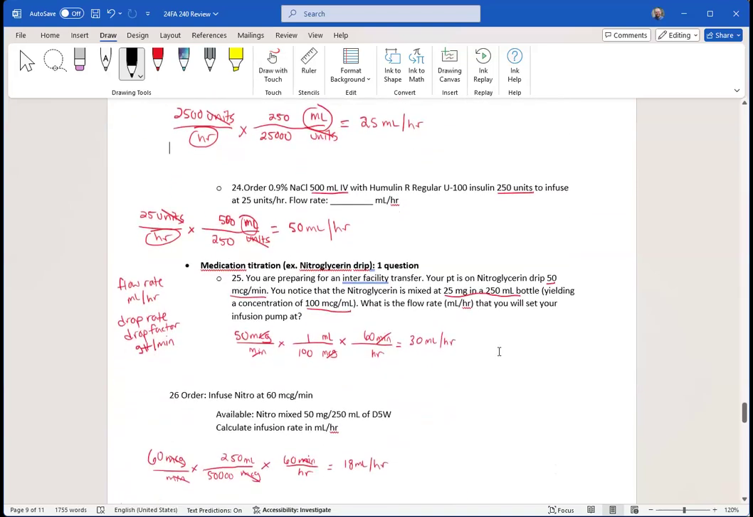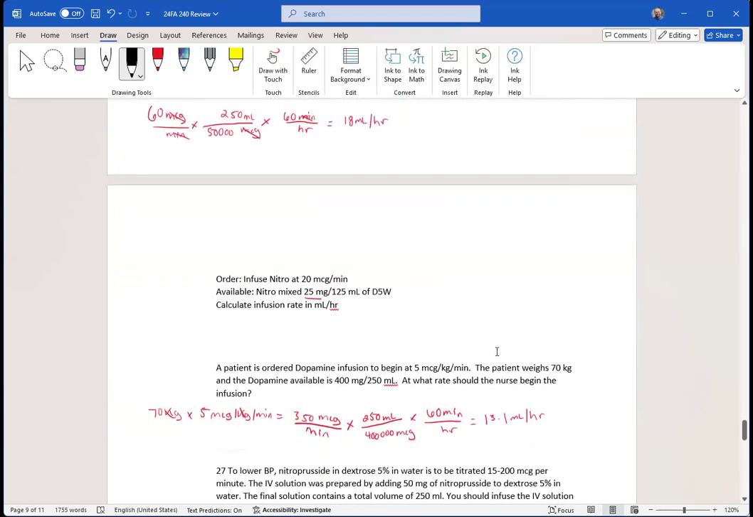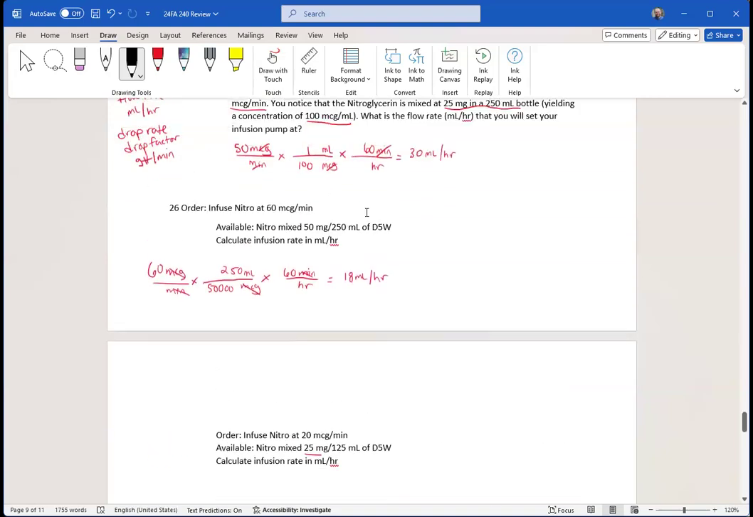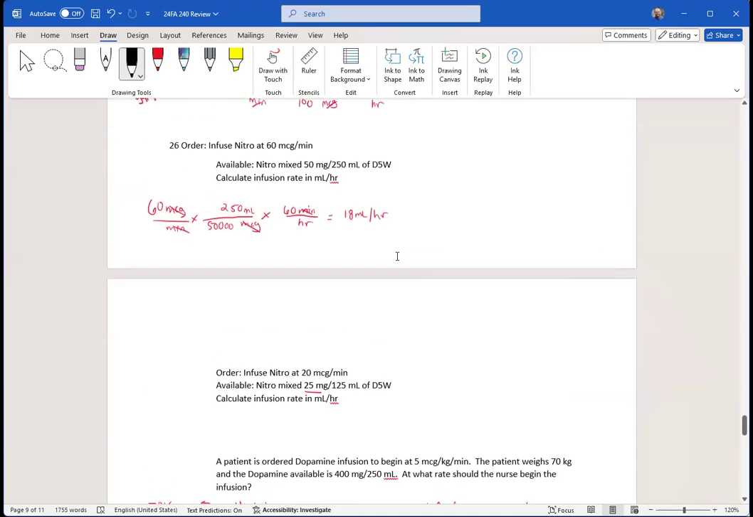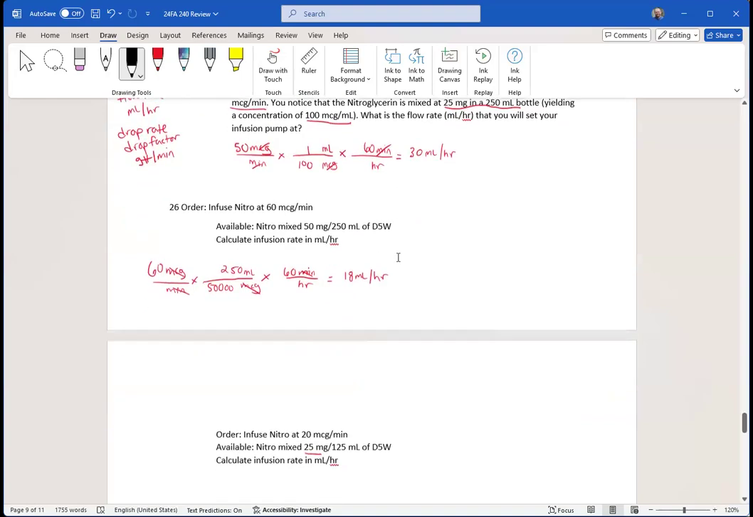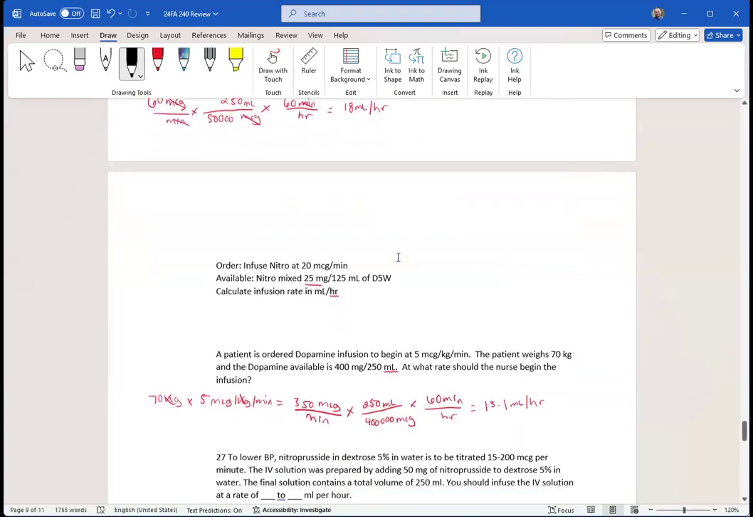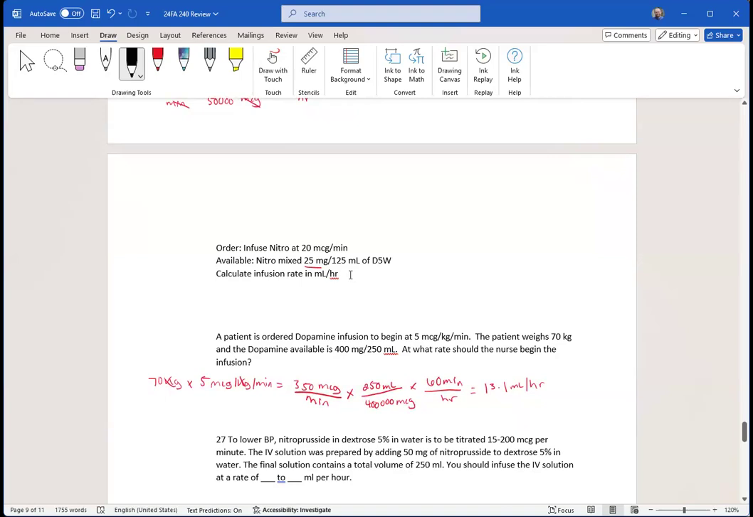All right, let's look at this nitroglycerin question. Let's see if I have some that I haven't done yet because I worked through some of these. Let's work through this one here. So I think they're all the same. All right. So I'm going to work through this one here.